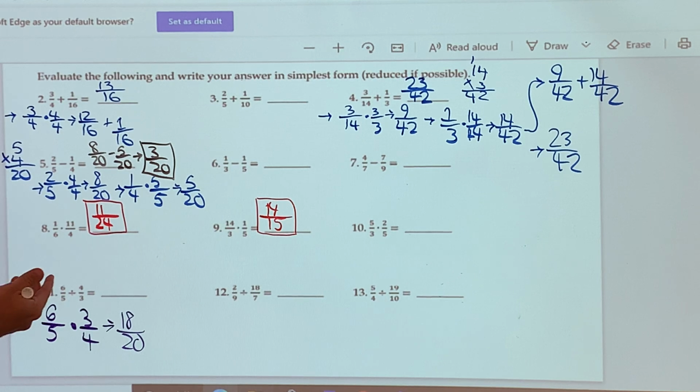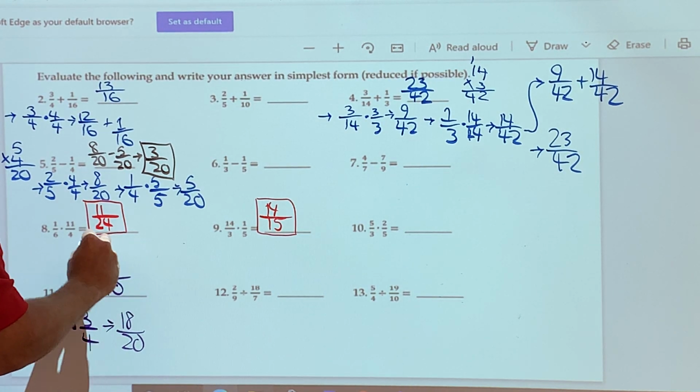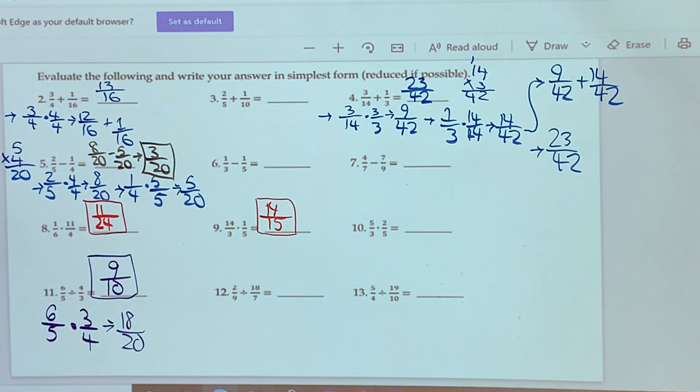But now they both are divisible by a number, and that is 2. And so when you divide both of those by 2, you end up with 9 over 10 as your final answer.